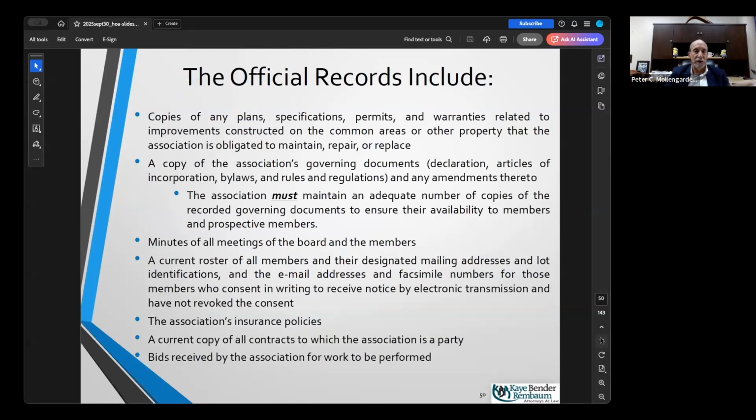Now we're going to discuss official records. And this is important because this comes up all the time. What are the official records of an association? Well, there's a list, and here's the list.